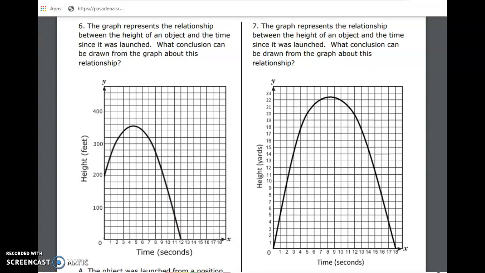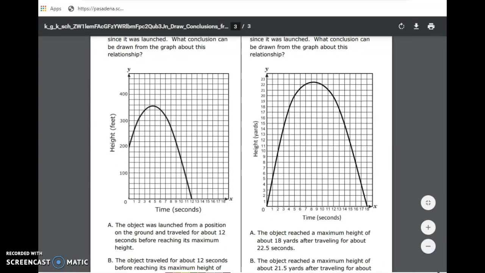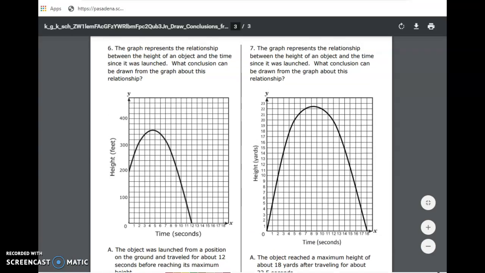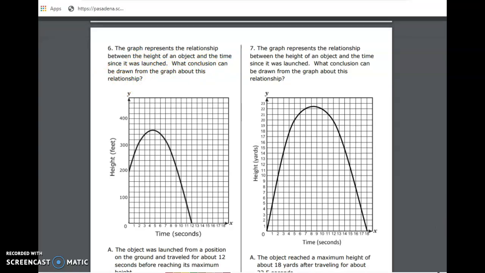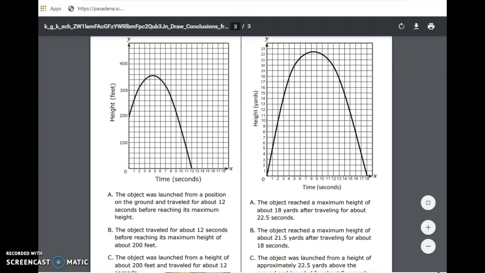Okay, I'm going to have to make this smaller so that we can see everything. I'll just go down. It says, the graph below represents the relationship between the height of an object and the time since it was launched. What conclusion can be drawn from the graph about this relationship? Let me put it down and take a look at it and then start answering the question.